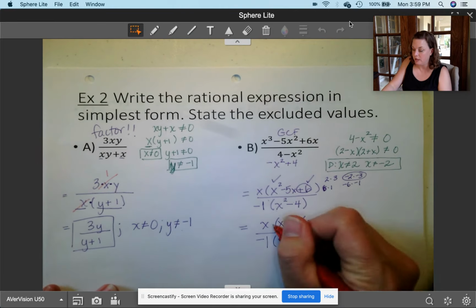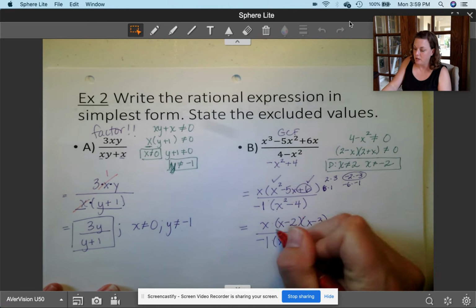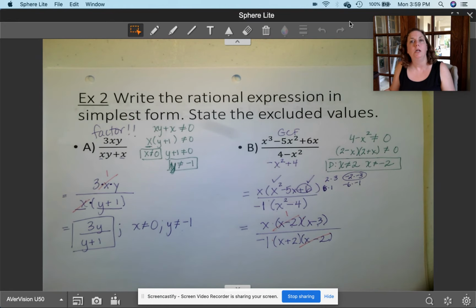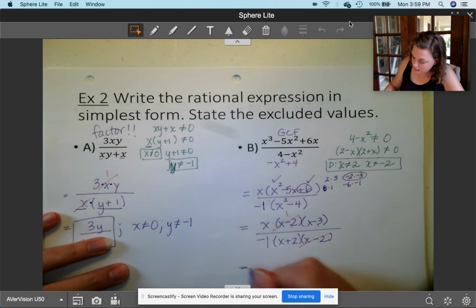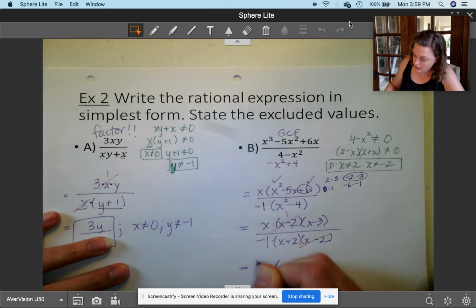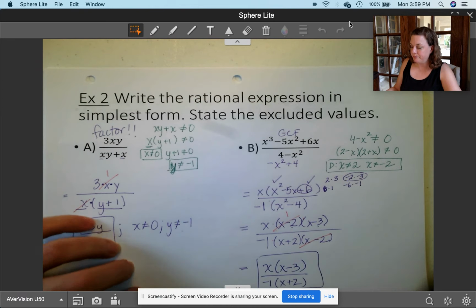So what we're doing is factoring everything. So x minus 2 on top and bottom divided by x minus 2 is 1. It goes into itself one time. It reduces. And so this is a great final answer. X times x minus 3 over negative 1 times x plus 2. That's a great final answer.